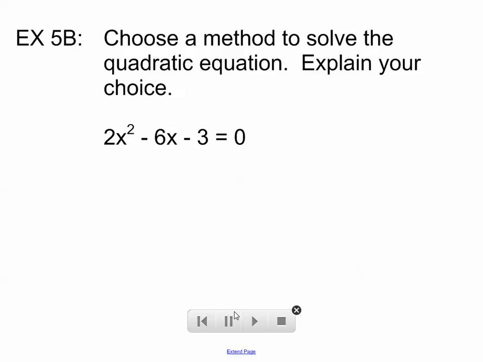All right, well, what about here? Choose a method to solve the quadratic equation. Well, lead coefficient's not 1. It might be factorable, but I don't feel like doing the AC method. Let's see, what else? I could divide everything by 2 to make the lead coefficient 1, but then I'd have this -3/2 sitting over here. How about we just do the quadratic formula and be done with it? B is -6. A is 2. C is -3.